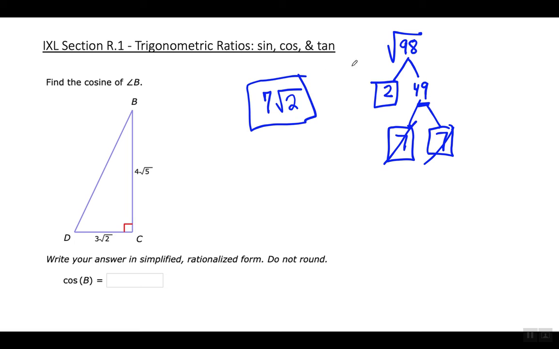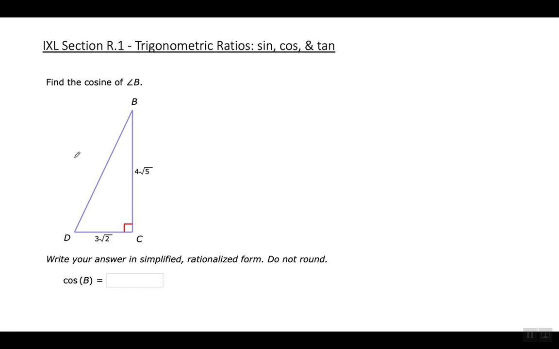Okay, so now let me erase this. So the hypotenuse is 7 square root of 2. And we got to find cosine of angle B. All right, so that means that the cosine of B is going to equal 4 square root of 5 over 7 square root of 2. Okay, I'm happy I got this.